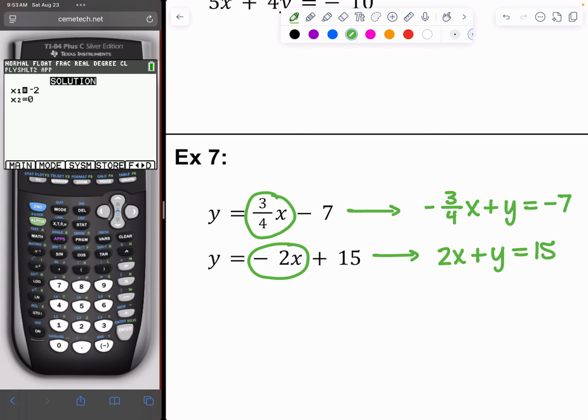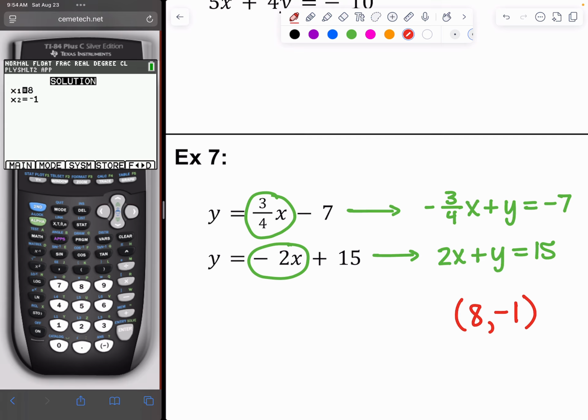If you look, there's the word system in the middle of the screen. Press the zoom button to access that, and you can change your system. I'll put -3 divided by 4, and it'll turn it into a decimal for you. I put a 1 for the coefficient of y, and a negative 7 for the constant of the first equation. Then I have 2, 1, 15 for the bottom equation. Once I do that, I solve, and as you can see, I get 8, negative 1.